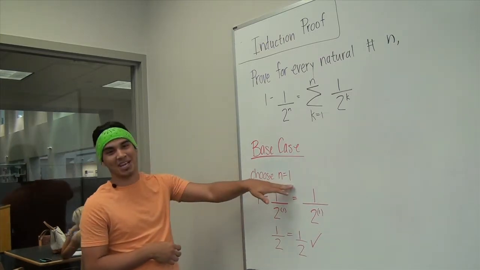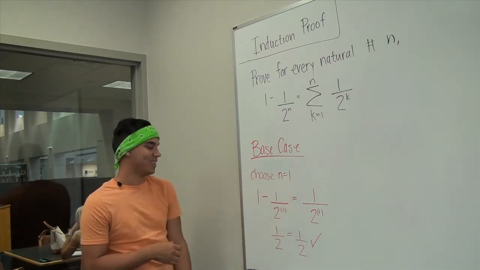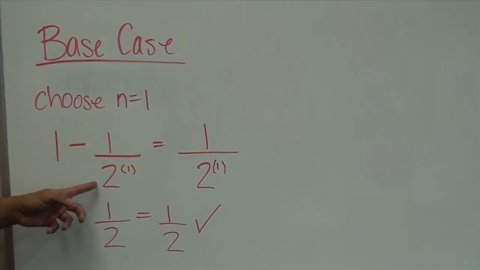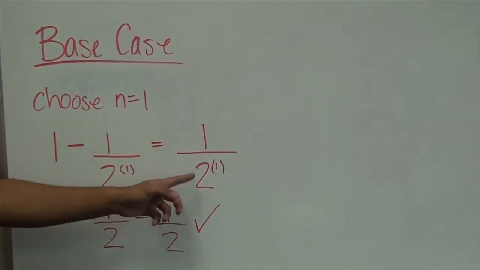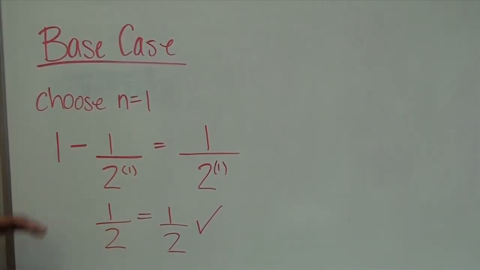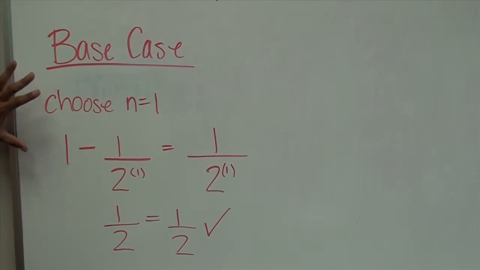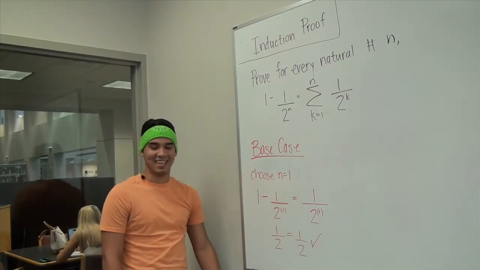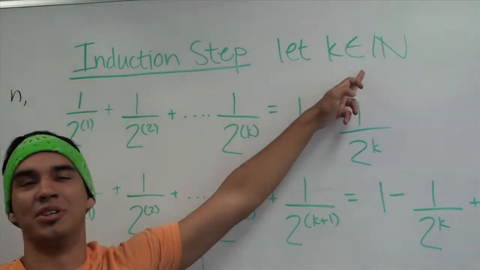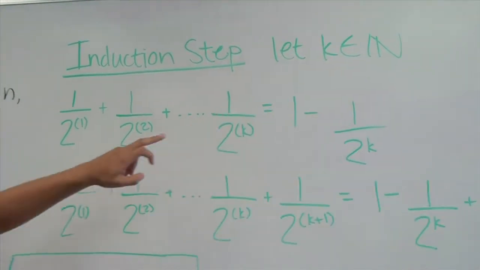We chose n equals 1. Then you have 1 minus 1 over 2 to the 1 equals 1 over 2 to the 1, which is half, equals half. That's correct. So therefore, this holds for this case. And now the induction step. Let k be a natural number.